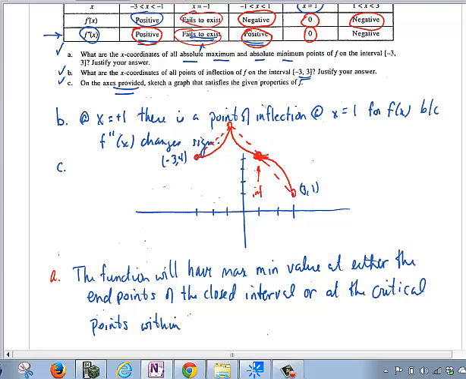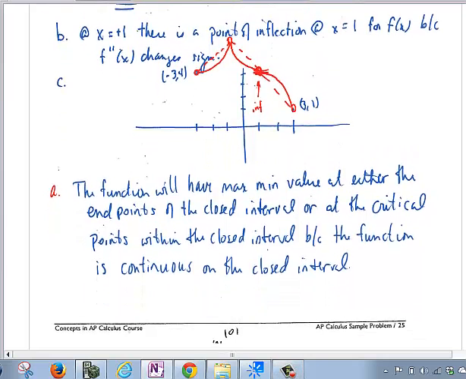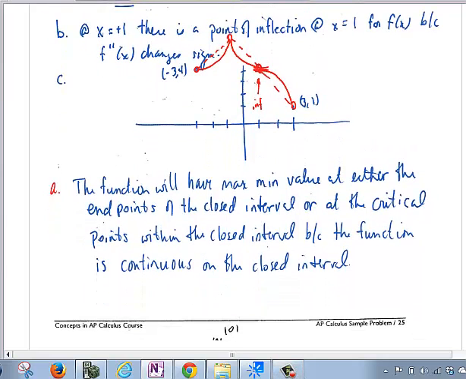within the closed interval, because the function is continuous on the closed interval. So what this means is, if a function is continuous on a closed interval, it has to have an absolute max and an absolute min. And the places that you look are at the endpoints or at the critical points.